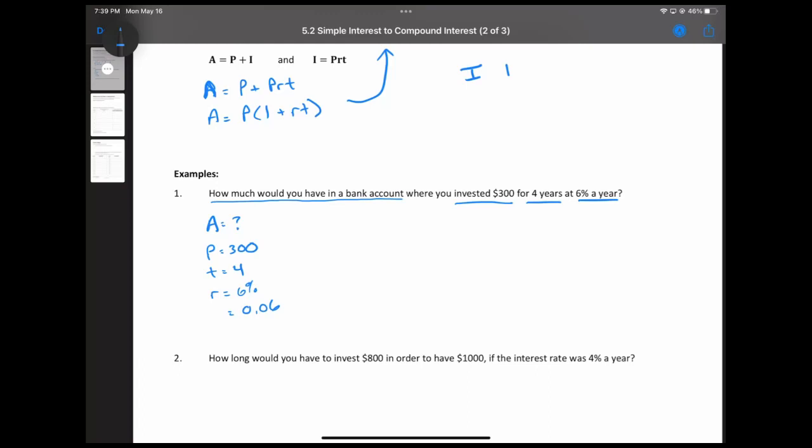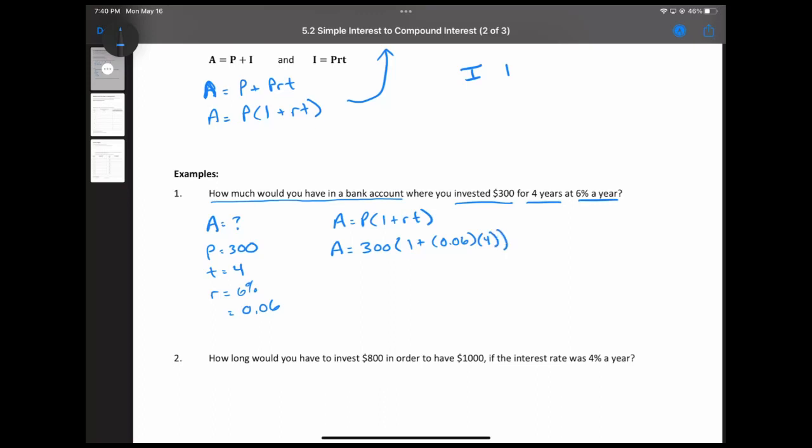Now looking at the variables that we've got and want, we have an A, a P, a T, and an R. And there's one equation that has all 4 of those variables and no extras, and that's A equals P times (1 plus RT). So there's our new equation. Now from there, plug in the things you know and leave the things you don't know as variables. So we'll leave A as A. P is 300. 1 plus 0.06 times 4.